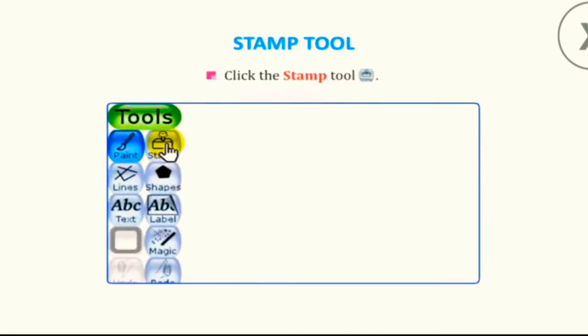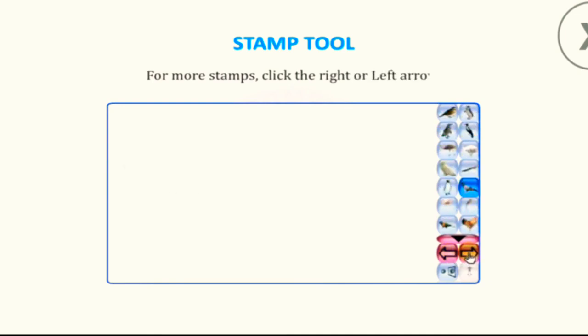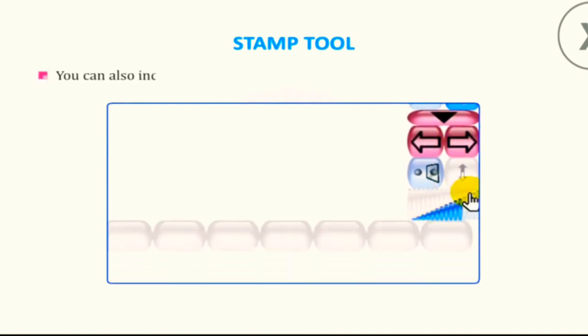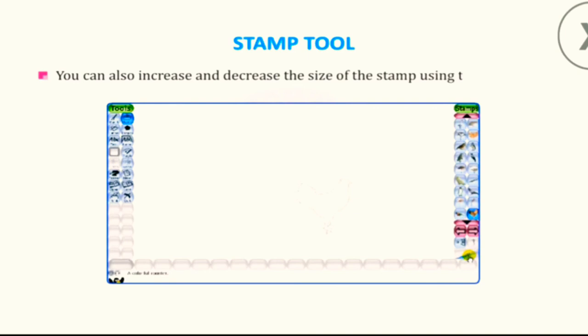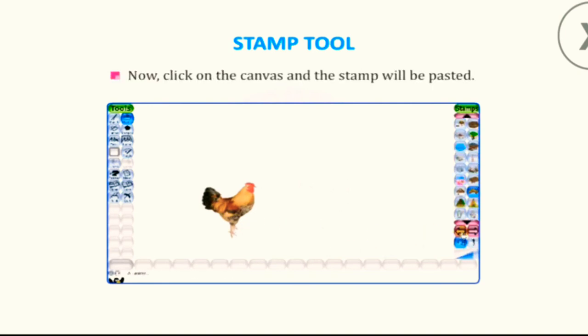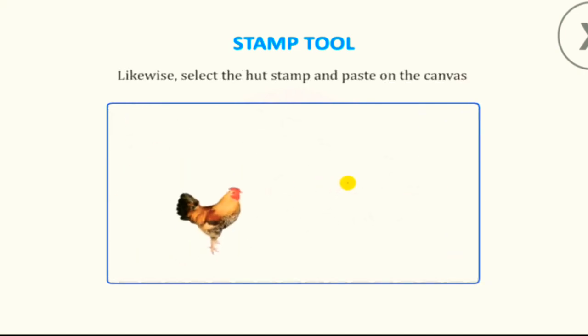Click the stamp tool. Choose any one stamp from the sub-toolbox. For more stamps, click the right or left arrow. Select the cock stamp. You can also increase and decrease the size of the stamp using the slope bar just above the colors palette in the sub-toolbox. Now click on the canvas and the stamp will be pasted. Likewise, select the hut stamp and paste on the canvas.